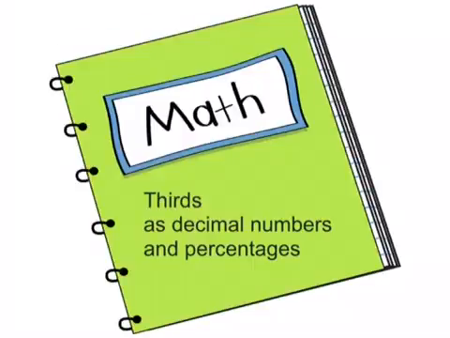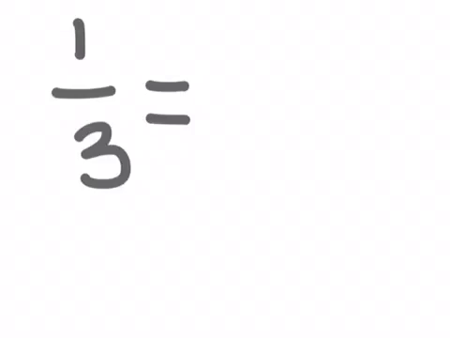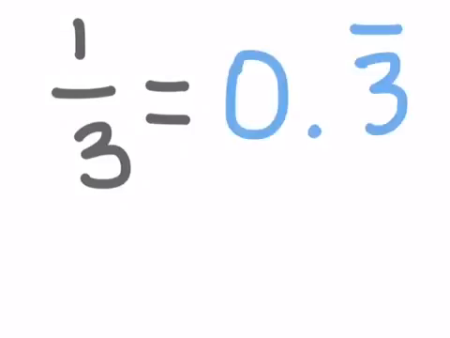Today's lesson will talk about thirds as decimal numbers and percentages. Let's have a look at 1/3. If I were to punch in on the calculator 1 divided by 3, I would get 0.3333333 and it would keep repeating. So the decimal number for 1/3 is 0.3 with the little bar on top of it, the bar notation, which means repeating. So it will go on and on.